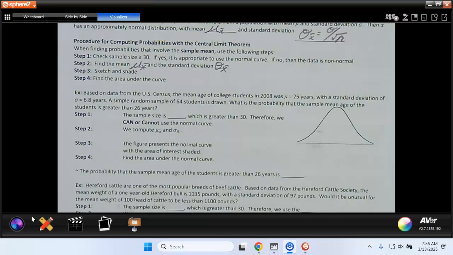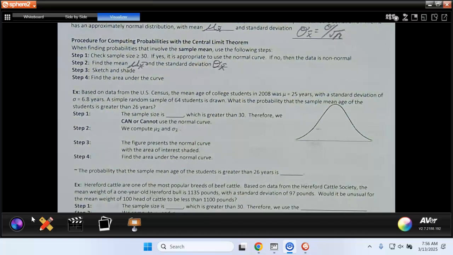Okay. So, based on the data of the U.S. Census, the mean age of a college student in 2008 was 25 years with a standard deviation of 6.8. A simple random sample of 64 students is drawn. What is the probability that the mean age of the students was greater than 26 years?